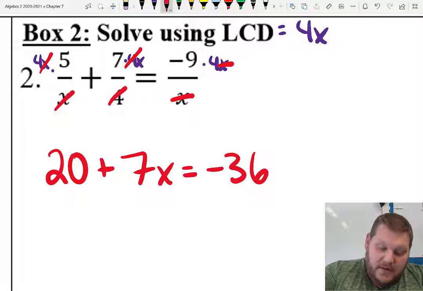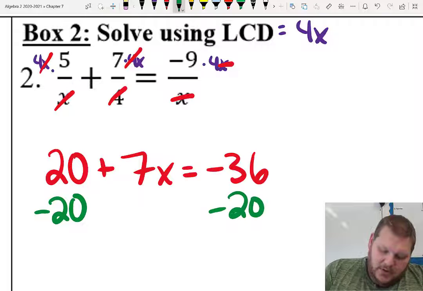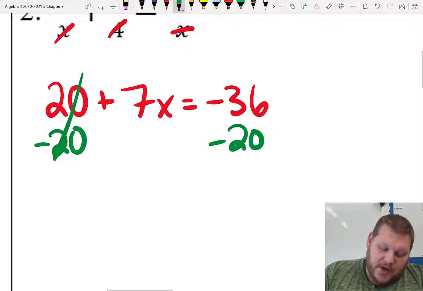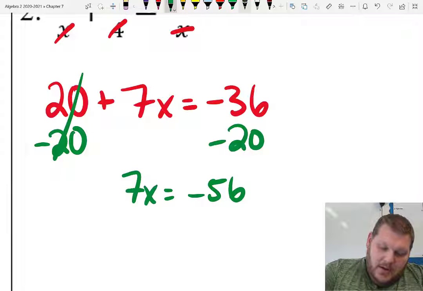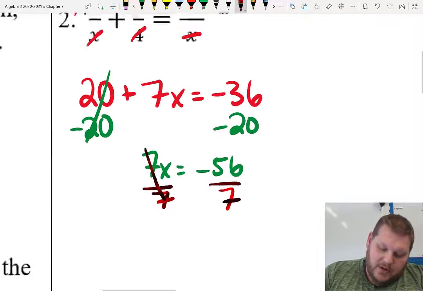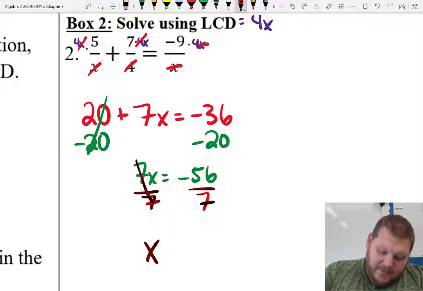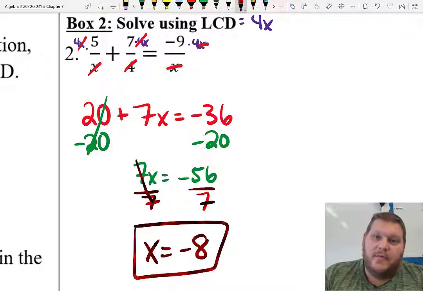So I can just go ahead and solve that pre-algebra, middle school math equation for x. Subtract 20 on both sides gives me 7x equals negative 56. And of course I divide by 7 on both sides, and we end up with negative 8. Negative 8 is my solution. So that is an easy version of fraction busting.